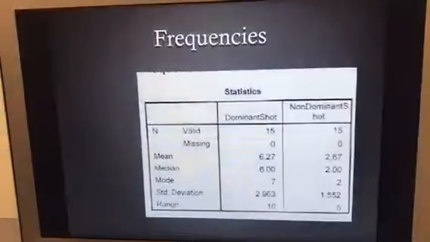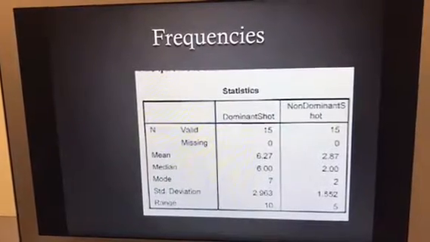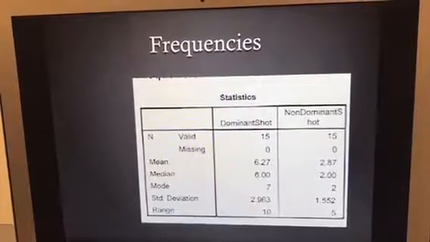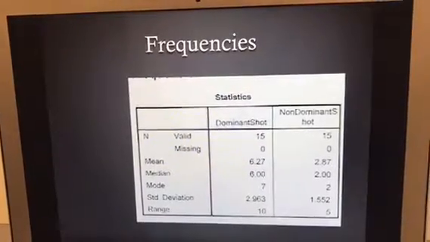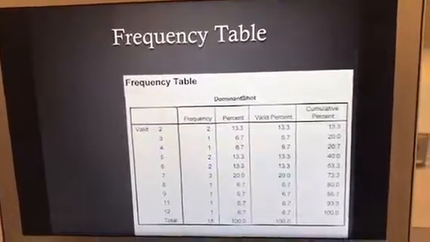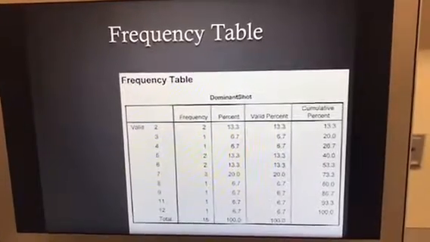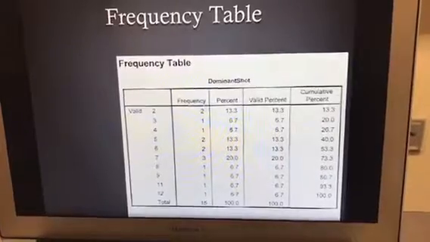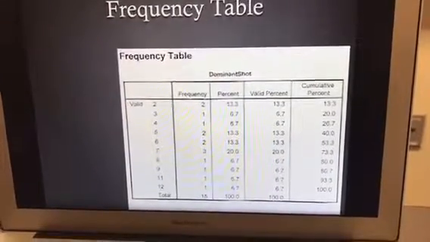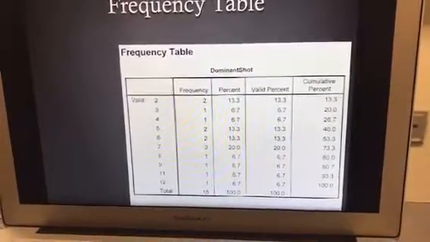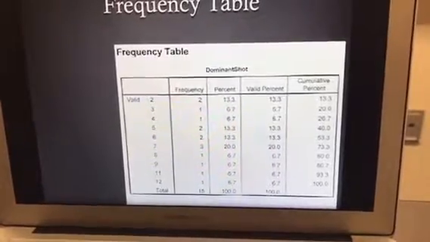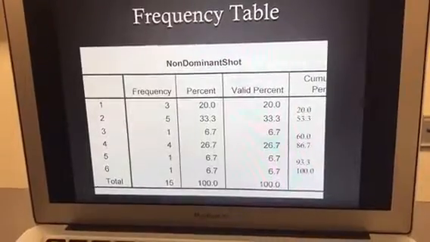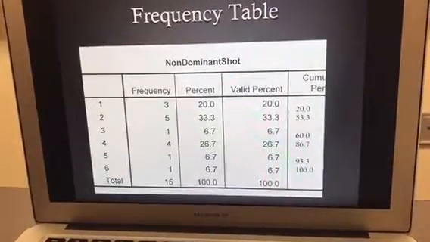Mike here. This is a frequency statistics chart that shows the mean, median, mode, and standard deviation and range of our data. This is a frequency table for the dominant shot that explains the amount of times shot, how many times that shot was taken, and the percent of the shot. This is a frequency table for the non-dominant shot explaining the same data.